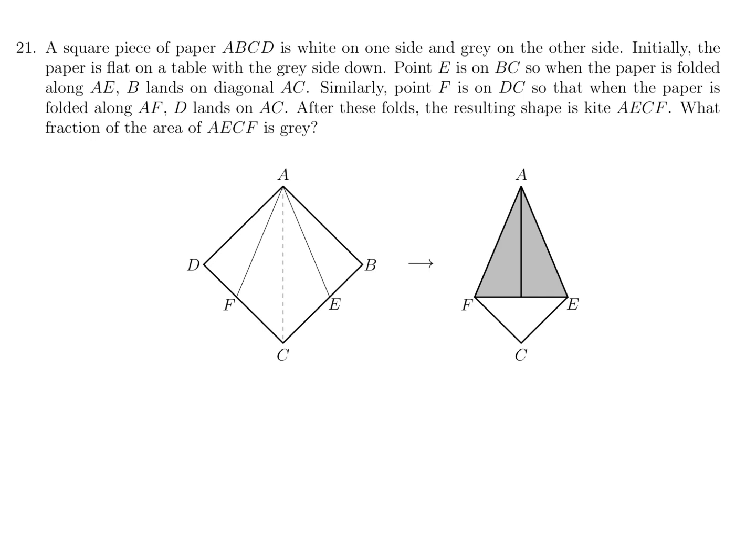A square piece of paper ABCD is white on one side and gray on the other side. Initially, the paper is flat on the table with the gray side down. Point E is on BC so that when the paper is folded along AE, B lands on diagonal AC. Similarly, point F is on DC so that when the paper is folded along AF, D lands on AC. After these folds, the resulting shape is a kite, AECF. What fraction of the area of AECF is gray?